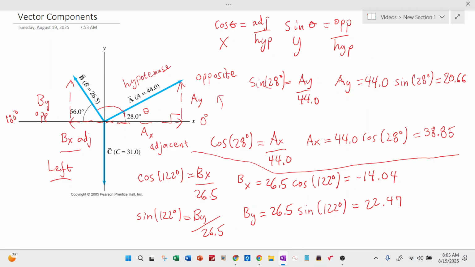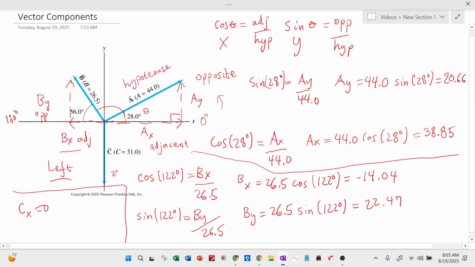Now, this third vector, C, is straight down along the y-axis, so it's very easy to designate its components. Cx, we'll box this off, is equal to 0, because by inspection, by looking at it, you see that it doesn't go right or left at all. The angle is 270 degrees. And that means that Cy is just the magnitude of the vector. And I'm just remembering to make it negative because I can see it's straight down at 270 degrees.